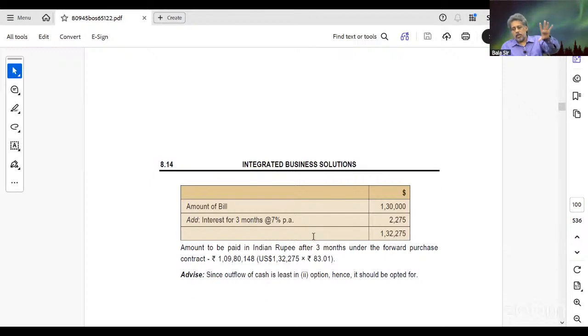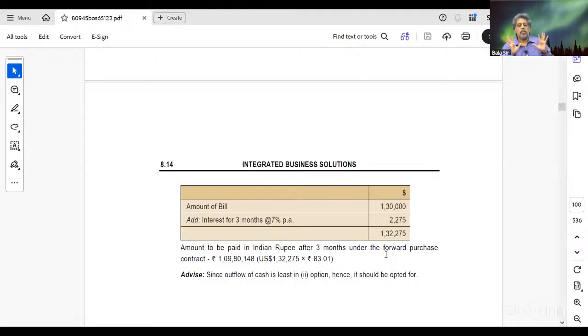Now tell me, now should you go for alternative 1 or 2? Because you're comparing the cost, right? You have to choose the least cost alternative. Now, which is the lower cost alternative? It is the second, right? Where you pay the supplier later in 3 months' time with 7% interest on amount due. Yes, sir. Now read what is given below that. Advice: since outflow of cash is least in option 2, hence it should be opted for.